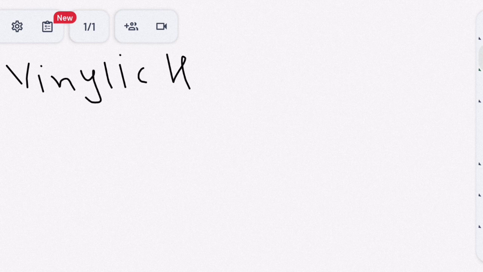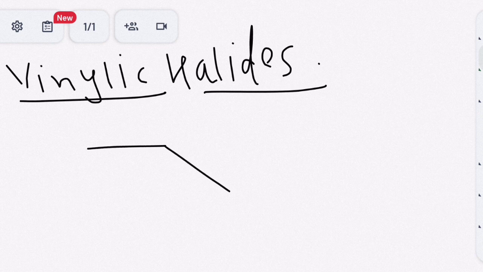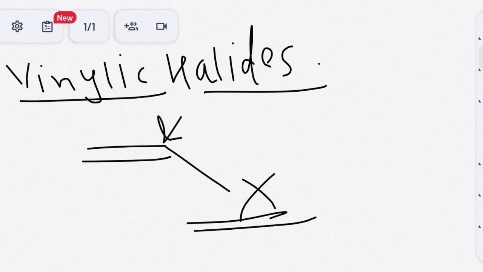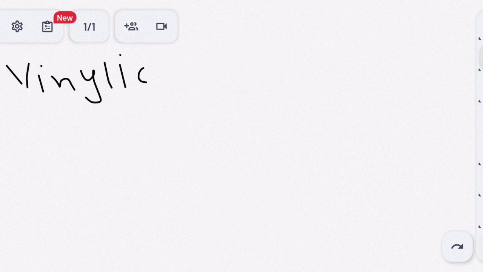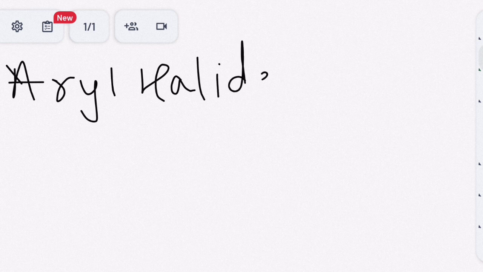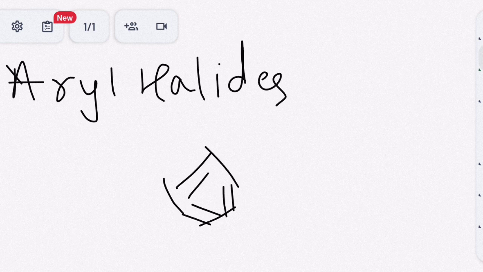Now the vinylic halides. In the vinylic halides, an sp2 hybridized carbon is attached to the halogen directly. So these are called vinylic halides. And in aryl halides, the halogen is directly attached to the benzene ring. So these are called aryl halides.